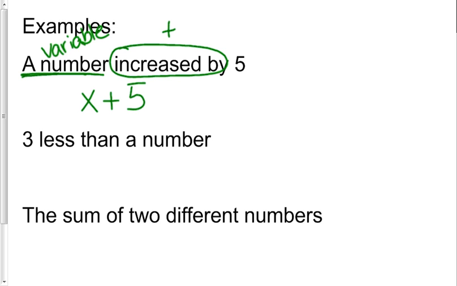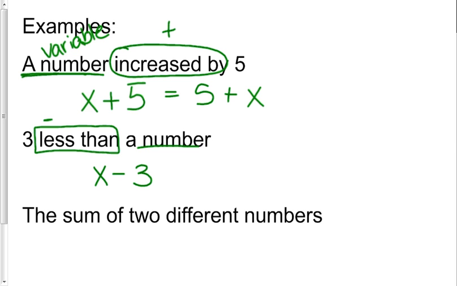And the second one, we have 3 less than a number. Less than is telling us to use subtraction. Now, unlike the first one where we had addition, addition is commutative. So x plus 5 and 5 plus x are the same thing. It's not the same with our second example. Subtraction is not commutative, so the order matters. When you have 3 less than a number, it means you start with that number and you subtract 3.